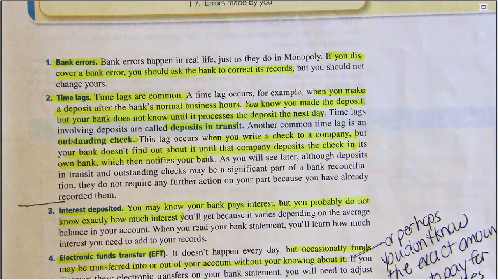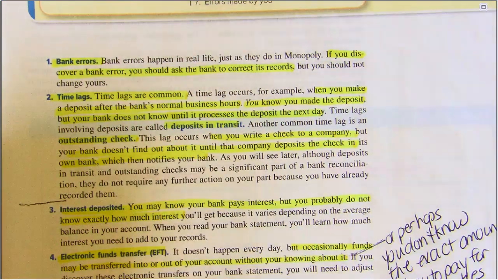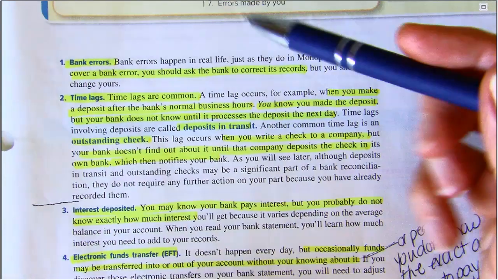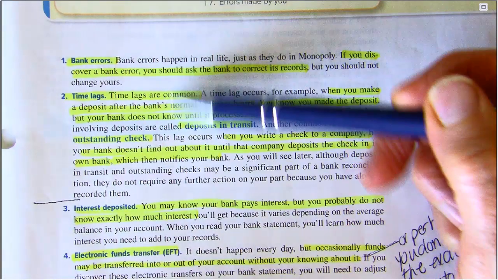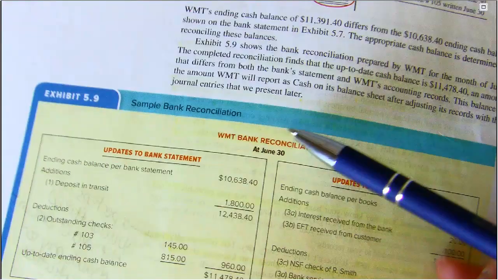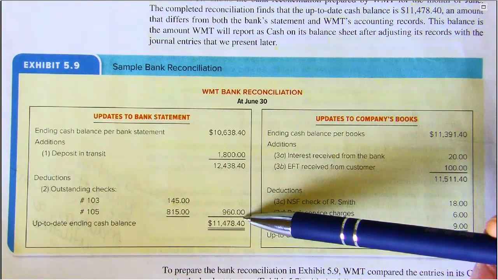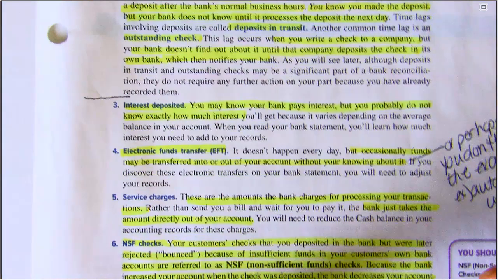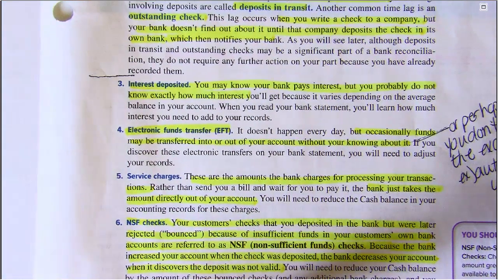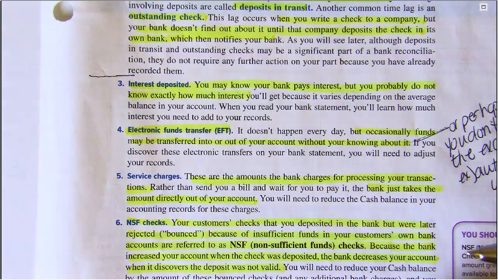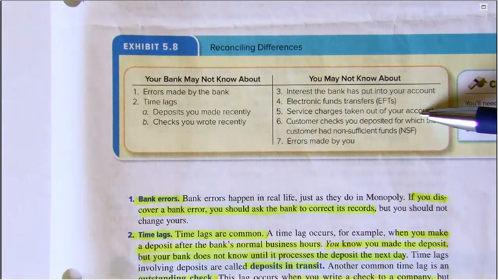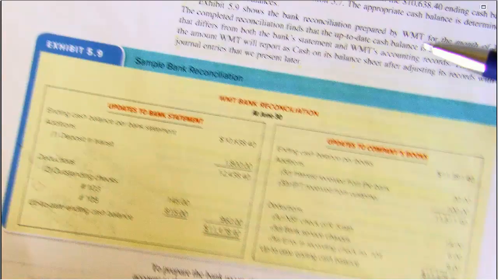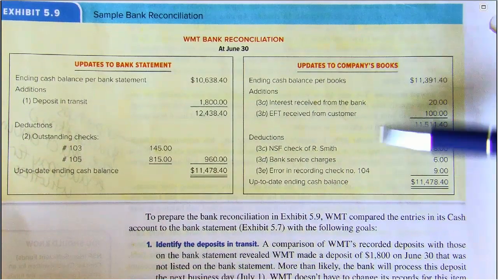Now, in a moment, we're going to be doing the actual bank reconciliation, and we'll find out that things the bank does not know about, we're going to put on the bank side of the reconciliation. These next items, 3 through 7, are things that we don't know about, things we talked about here. So we're going to be putting those on the books, the company's books side of the reconciliation.